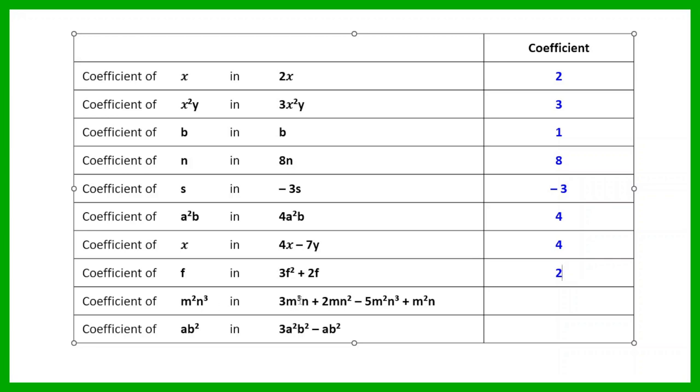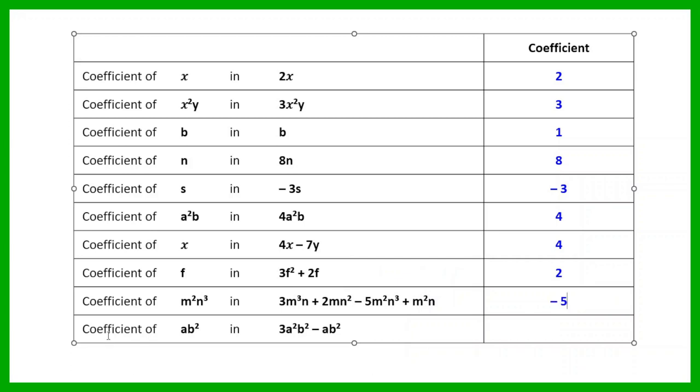So here, m is cubed, that's not right. M is to the power of 1, that's not right. Here I've got m squared and n cubed. Here I've got m squared and just n. So even though the m squared is right, the n is wrong. This one is the one I'm looking at. So I've got negative 5m squared n cubed. My coefficient is going to be the negative 5 in that term.